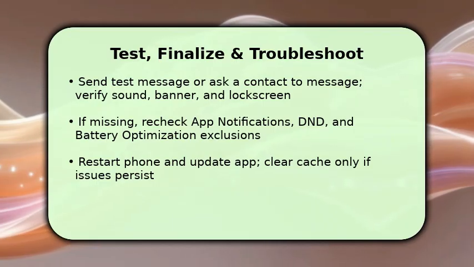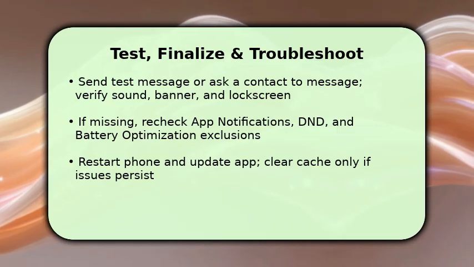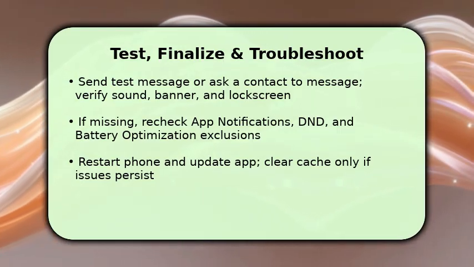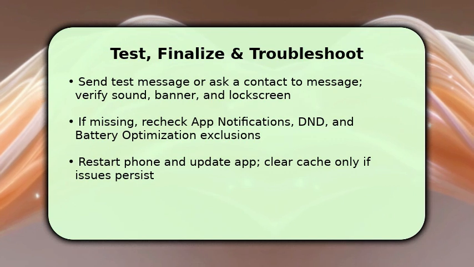Once you've adjusted settings, restart the phone to apply changes. If notifications still fail, update WhatsApp, then clear app cache. Clearing data is a last resort because it resets chats unless you have a backup.